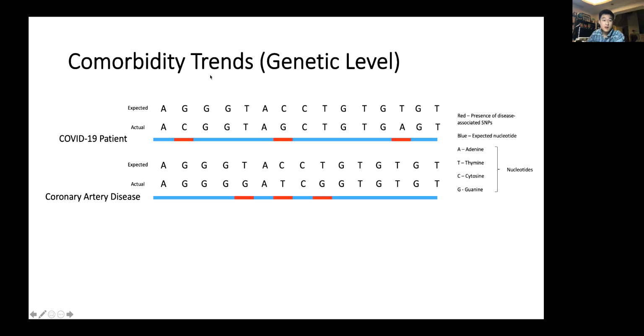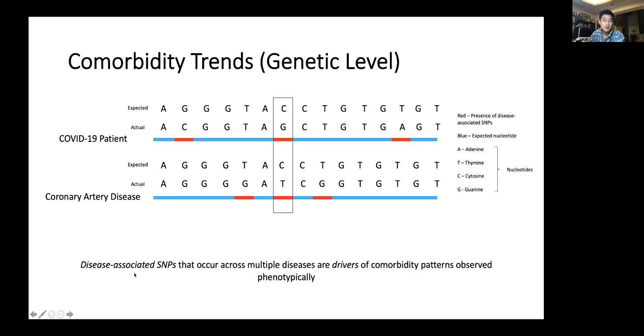And so the reason why there are comorbidity trends between coronary artery disease and COVID-19 is because of an overlapping reoccurring SNP across the two diseases. So again, let's re-emphasize that the disease-associated SNPs, or just reoccurring SNPs for a particular disease that occur on the same positions, are drivers of comorbidity patterns observed phenotypically.